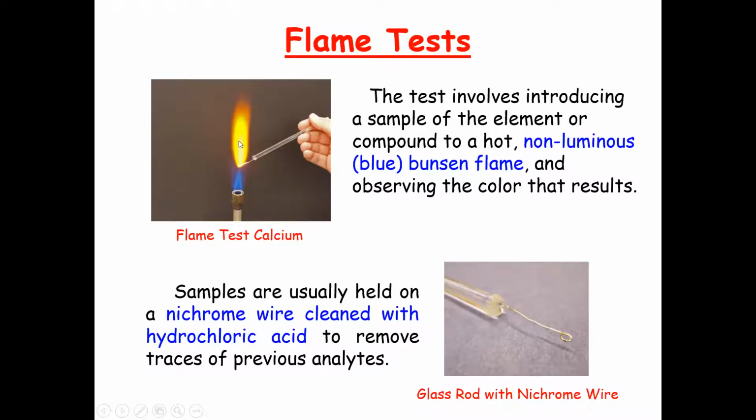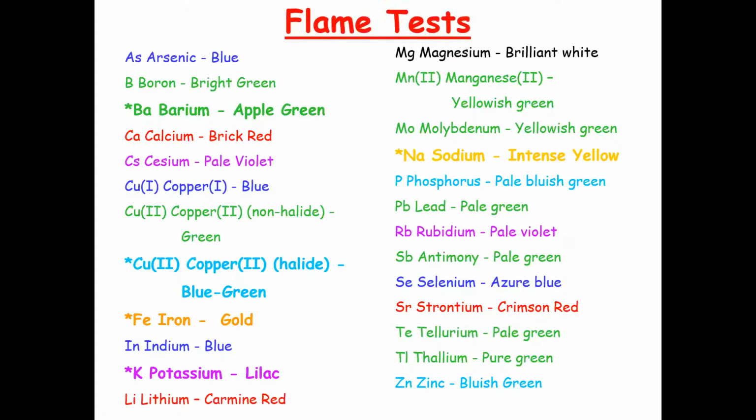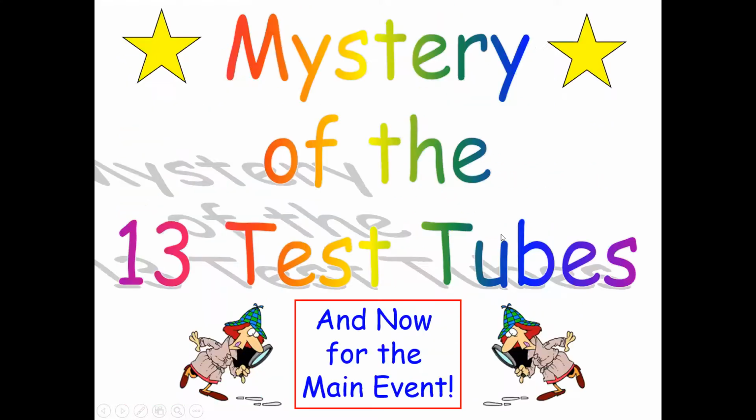In this test, a metal is burnt, and by observing the color of the flame, we can make an initial guess of what the element may be that we are testing. So the first one is the flame test. These are the colors of flame that are produced when these metals are burnt.